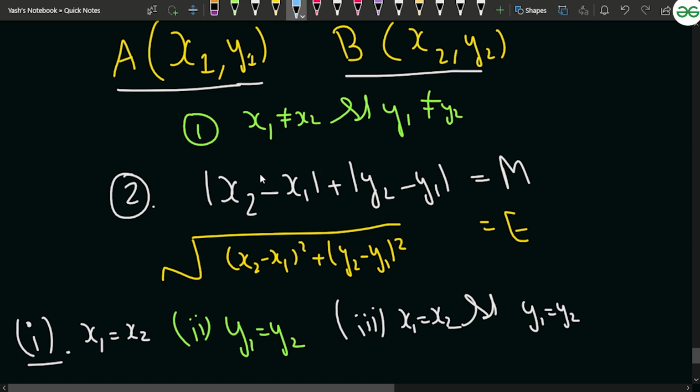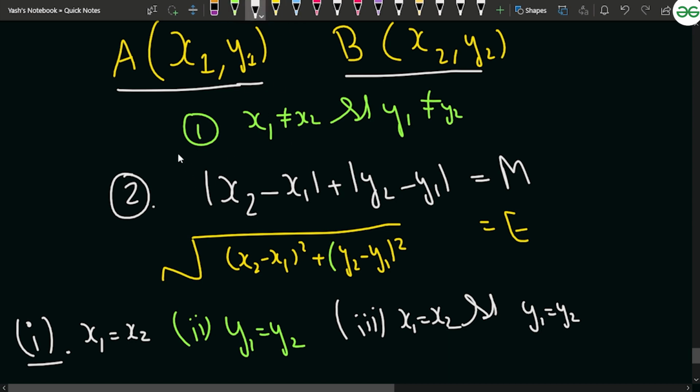So in that case what will happen? x1 minus x2 will be 0, y1 minus y2 will be 0, and here also it will be 0, right? So both the equations will become 0. But it is saying that you have to find the pairs of points which have the same Manhattan and Euclidean distance, and the points should not coincide, right?